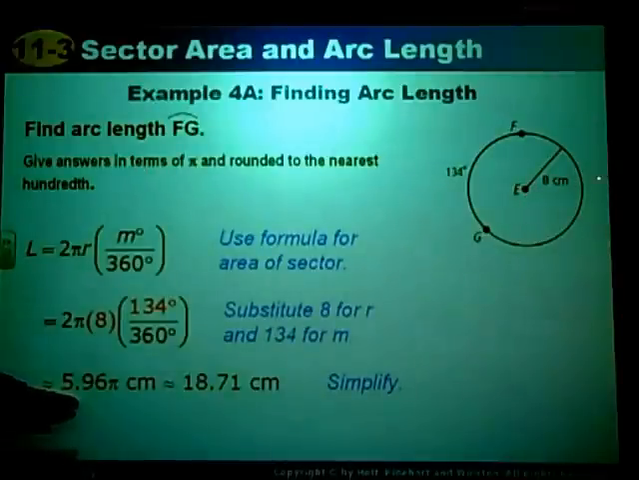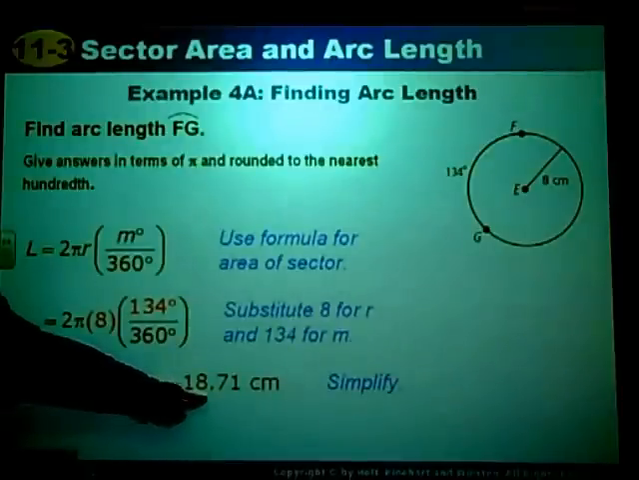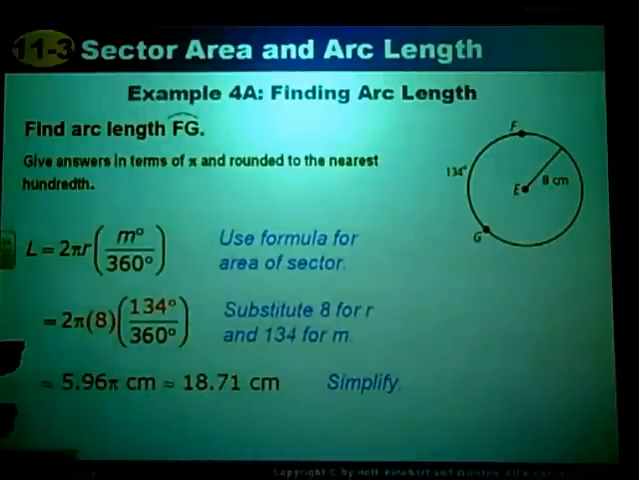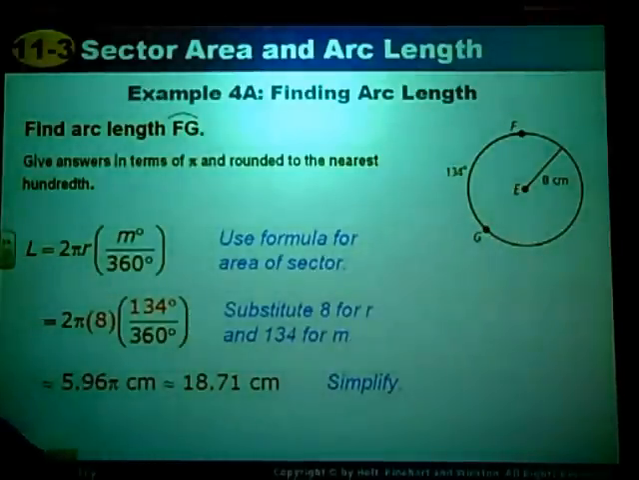Because my radius is in centimeters, so we're measuring the distance around the circle in centimeters also. And then when I multiply this times pi, it'll be a little bit more than 3 times it, 18.71 centimeters. That's how long it is if I were to take a string and go from F to G along that arc. So 18.71 centimeters and 134 degrees. So we can describe arcs 2 ways.